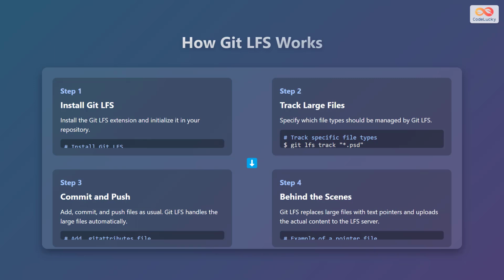Git LFS handles the large files automatically. To add the .gitattributes file, use the command git add .gitattributes, and to add and commit files, use the command git add file.psd, and git commit with a commit message, and then git push to the remote repository. Behind the scenes, Git LFS replaces large files with text pointers and uploads the actual content to the LFS server.